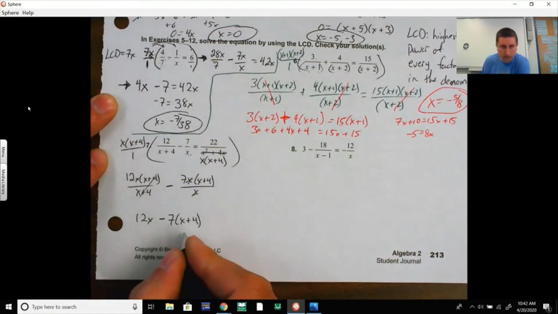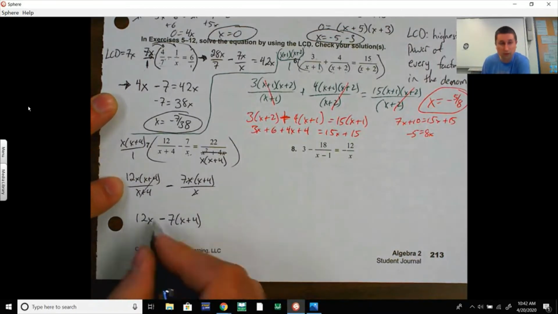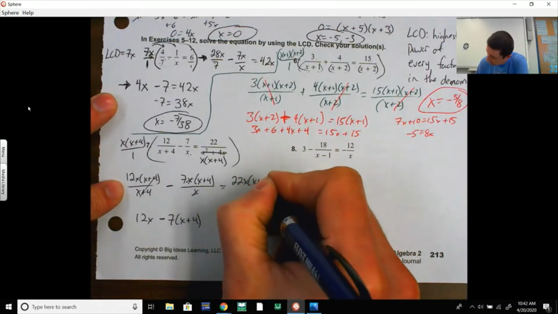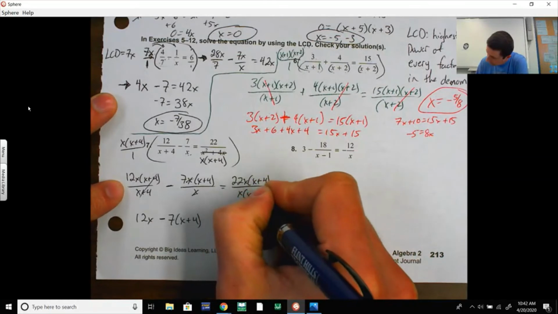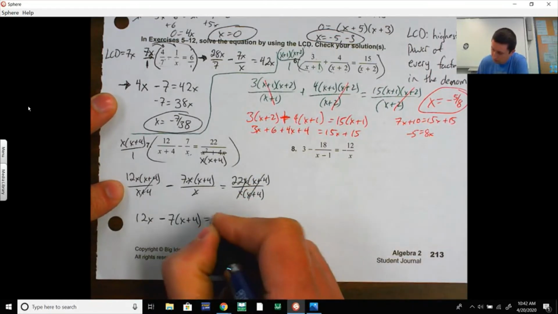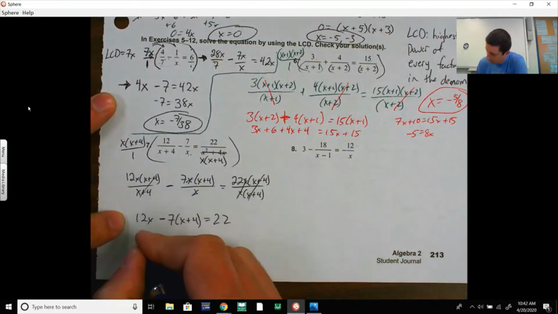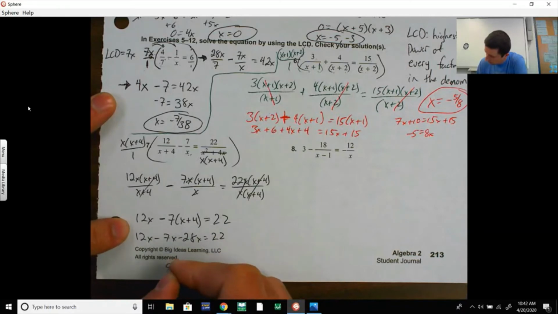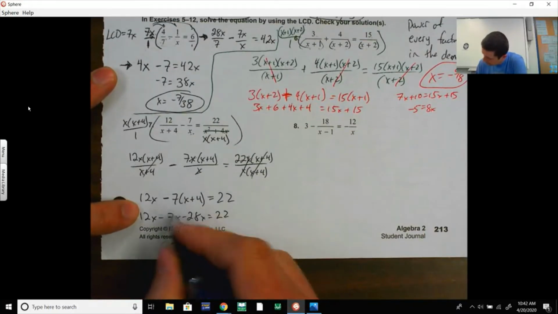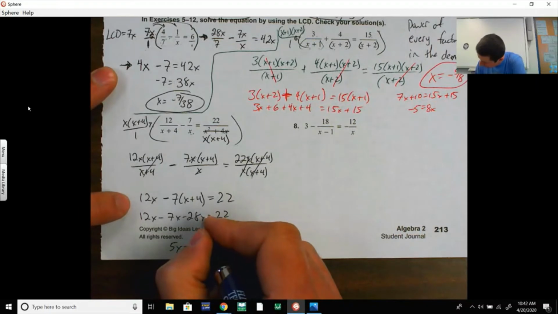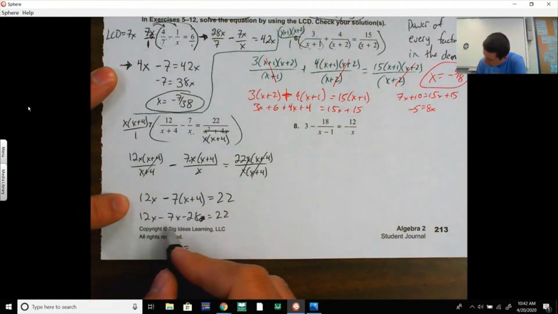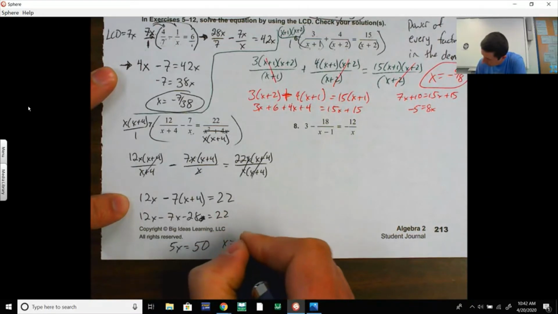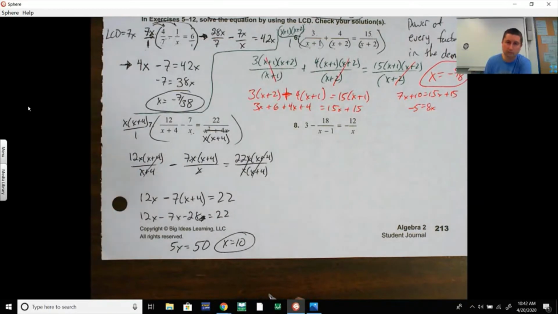That minus the 7 in parentheses are important. The minus in the parentheses, you have to distribute in negative 7. And this is going to equal 22x times x plus 4 over x times x plus 4. Both parts cancel off, so it's just going to equal 22. So 12x minus 7x minus 28 equals 22. So 5x equals, oops, that should not be 28x. There you go. So 12x minus 7x is 5x. Add the 28 over, it equals 50. So x equals 10, which does fit in our domain. So x equals 10.